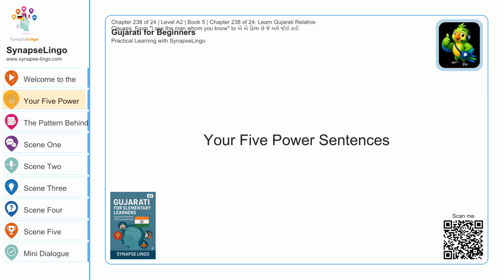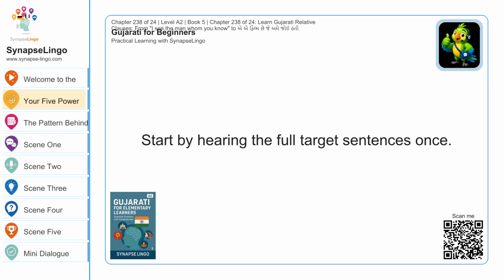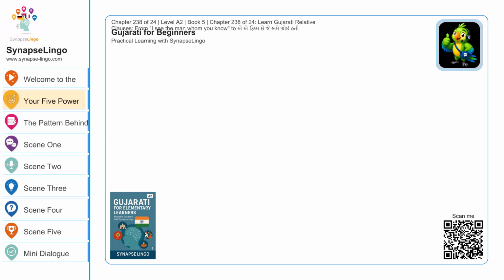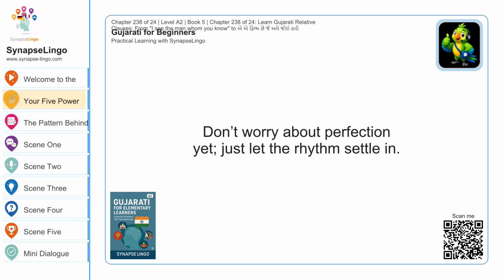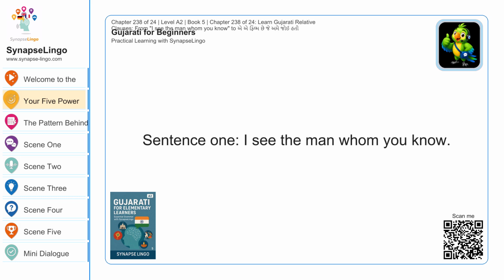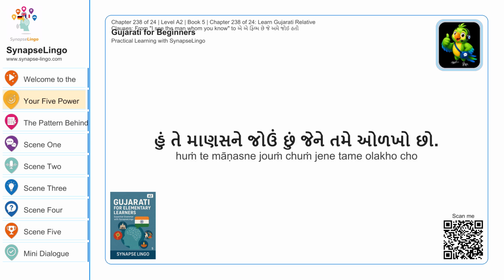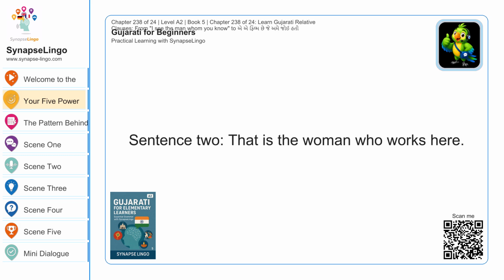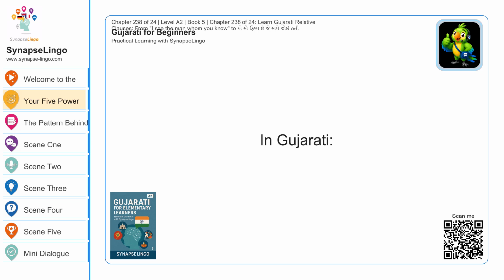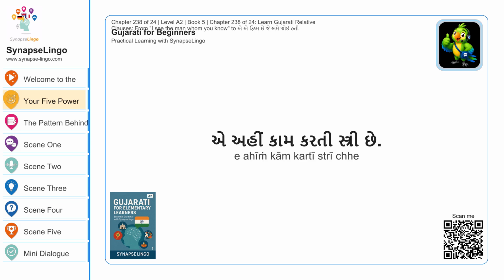Your 5 power sentences. Start by hearing the full target sentences once. Don't worry about perfection yet, just let the rhythm settle in. Sentence 1. I see the man whom you know. In Gujarati. હું તે માણસને જોઉં છું જેને તમે ઓળખો છો. Sentence 2. That is the woman who works here. In Gujarati. એ અહીં કામ કરતી સ્ત્રી છે.